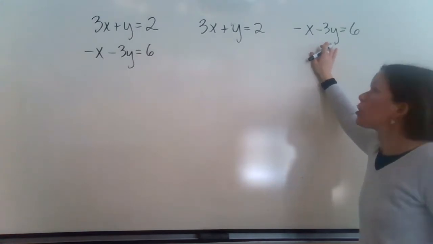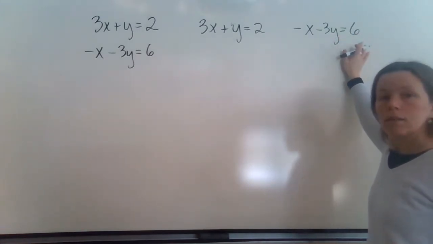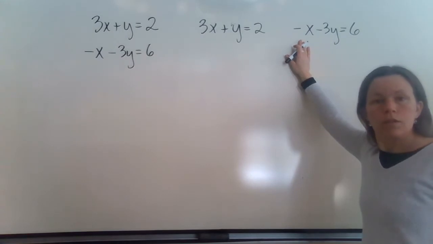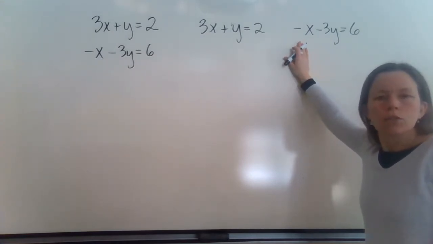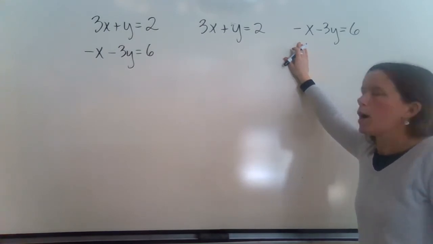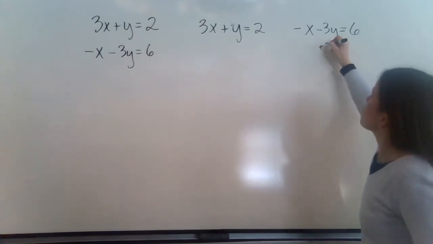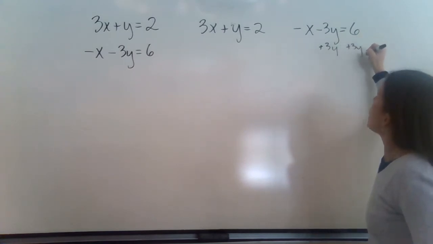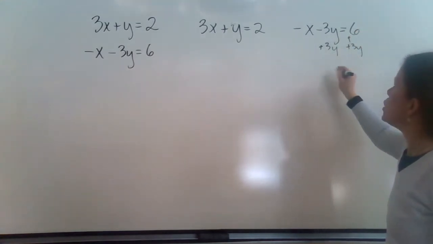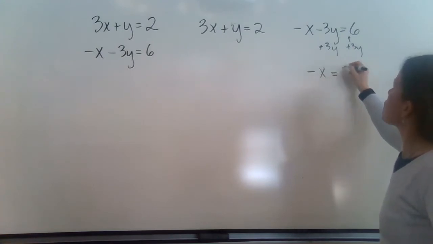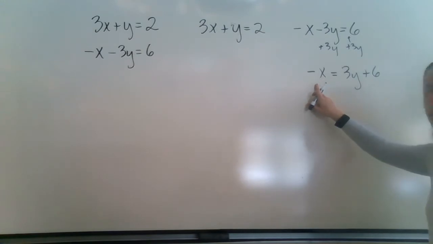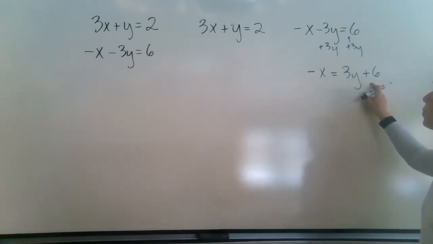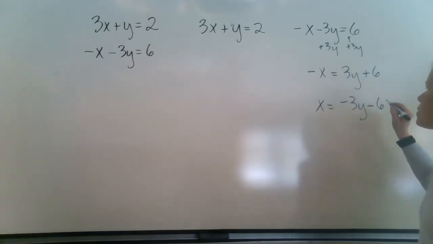I could add 3y to both sides, and then I'd have negative x equals, and then multiply that by negative 1. Let's take a look at that just in case you decide to do that on an equation. Let's do plus 3y. So I have negative x equals 3y plus 6. And then I need to multiply by negative 1 on every term. So I have x equals negative 3y minus 6.